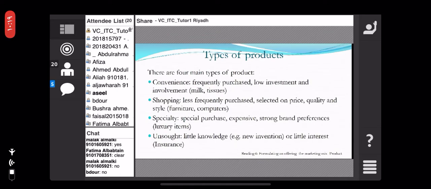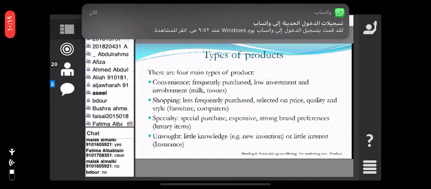Types of products. There are different types of products. For example, there are four main types of products: convenience, shopping, specialty, and unsought. Convenience products are, for example, frequently purchased, with low investment and involvement. When you buy milk or tissues or candies from any supermarket, we call it a convenience product, meaning you can find it easily everywhere. Shopping products are less frequently purchased, selected on price and quality, for example furniture and computers. So we call it shopping.